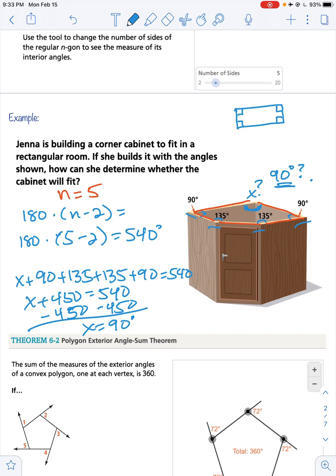So is the cabinet going to fit? Well, yes, it is, because it is a 90-degree angle, which is what she needs to be able to fit it into one of the corners of the rectangular room. So how can she determine whether the cabinet will fit? This is what we did: we figured out what the sum of the angles was for the entire shape, and then we subtracted the angles that we knew to figure out that it was 90 degrees. So the cabinet will fit.